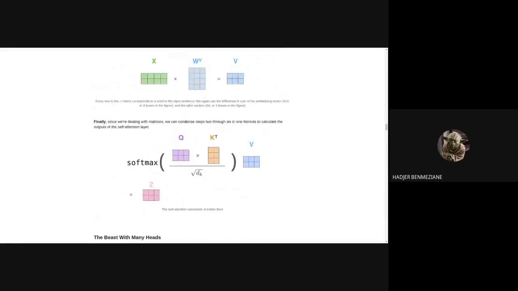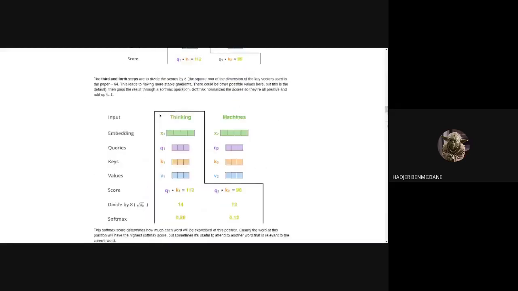Okay, so let me know if, okay. I think you should explain more what keys, values, and queries mean. What do they mean?